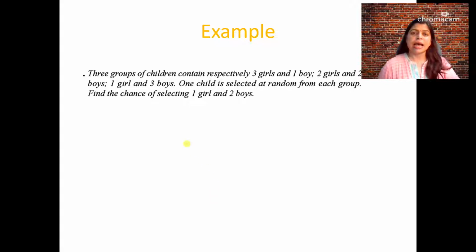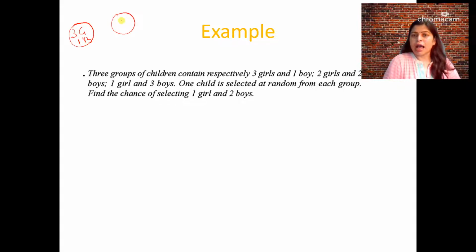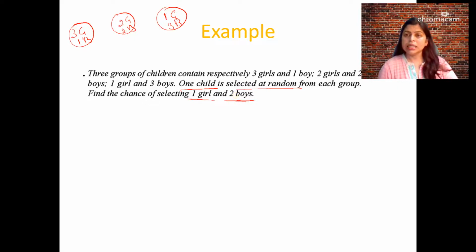Here is a different example, in which we have 3 groups of children. Suppose one group contains 3 girls and 1 boy, in the second group we have 2 girls and 2 boys, and in the third group we have 1 girl and 3 boys. Now the question is, one child is selected at random from each group, find the chance of selecting 1 girl and 2 boys. So we have to think from every perspective, like how can I get this type of situation, 1 girl and 2 boys.